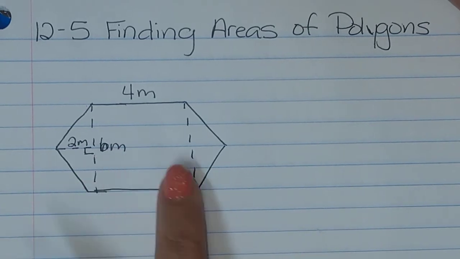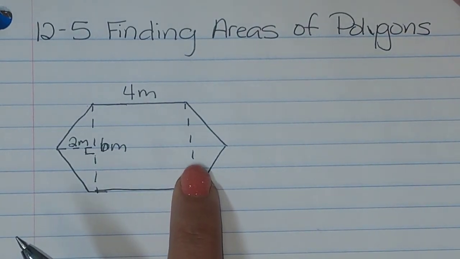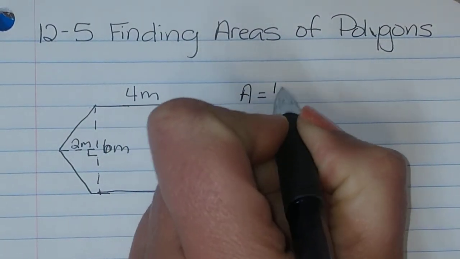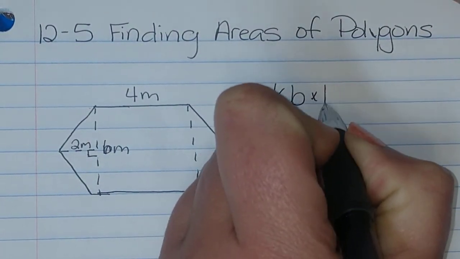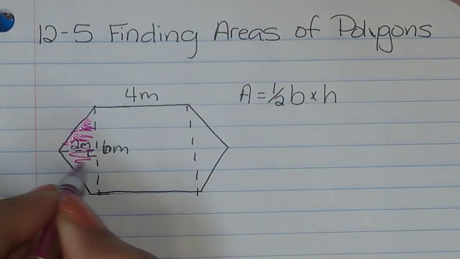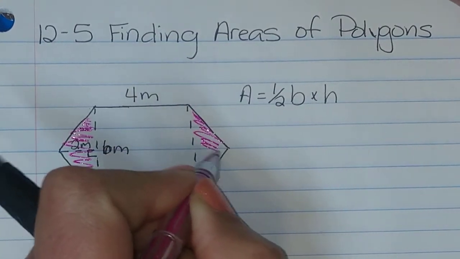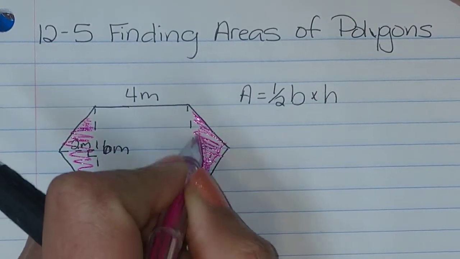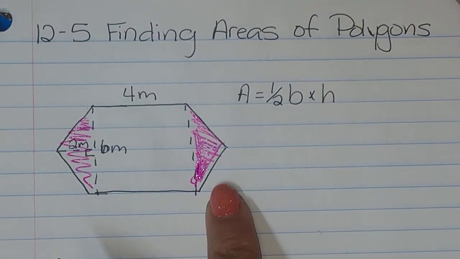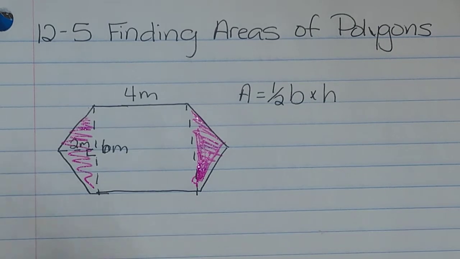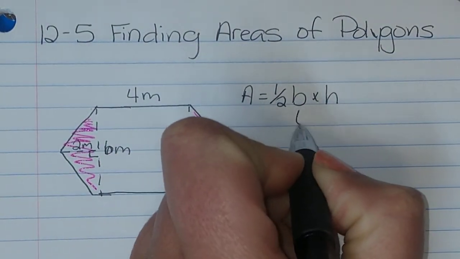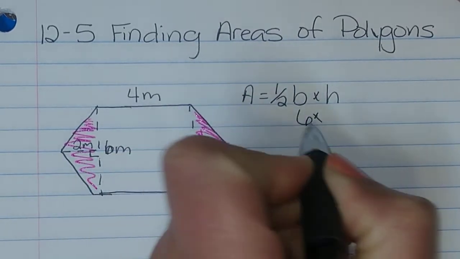I have 2 triangles. Now, if you remember from our last couple lessons, the area of a triangle is 1/2 base times height. So let's focus on our triangles. I'm going to color those in real quick, just to make it so we can see them a little easier. So we're going to find our 2 triangles. They happen to be the same size. So my base of my triangle is 6. My height is 2.